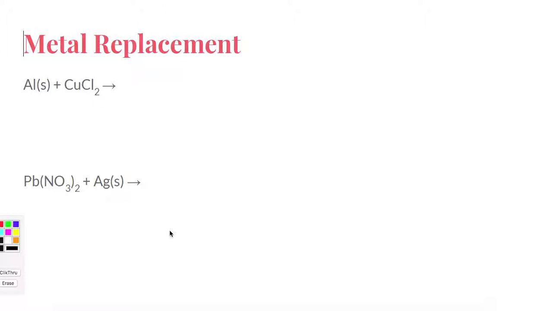Metal replacement. Now, this is based on what's called the activity series of metals. And I don't have one on the screen to look at, but I will tell you that aluminum is more active than copper. So in order to determine if a chemical reaction occurs, we look at an activity series to see which one is going to be more reactive. If the one by itself is more reactive, it'll swap places with the one that's in a chemical compound.